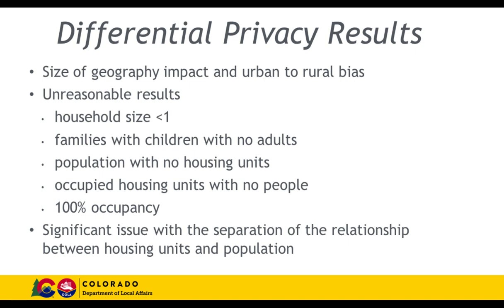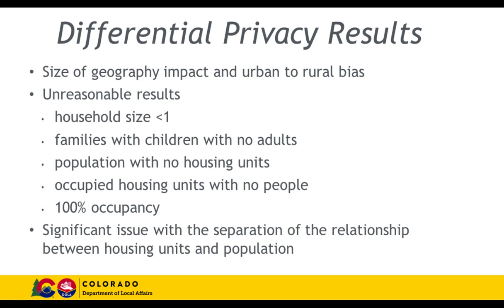So certainly within Colorado, echoing Jerry's comments as well, what we saw in terms of the total population was the size of geography impact and then that urban to rural bias. We also noted several unreasonable results in household sizes that were less than one, families with children with no adults, population where there were no housing units, occupied housing units with no people, and then 100% occupancy. And so there was definitely a significant issue with regard to the separation of that relationship between the housing units and the population.